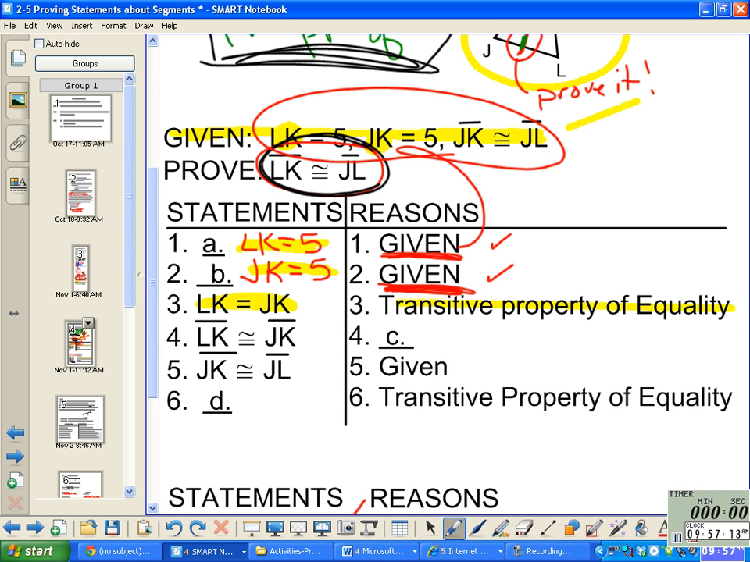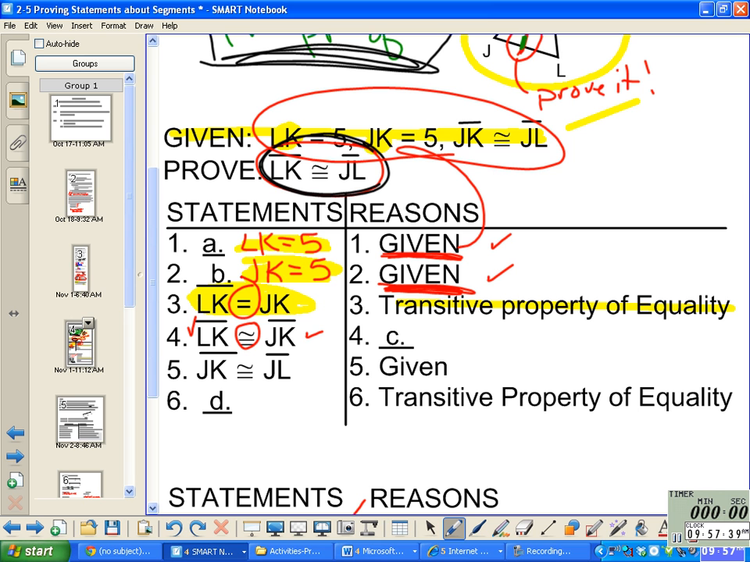So let me back up. LK is equal to 5, and JK is equal to 5. They're the same length. Therefore, I can say that LK is equal to JK by transitive property of equality, because they're both equal. And then I can come down here and say that segment LK is congruent to JK.